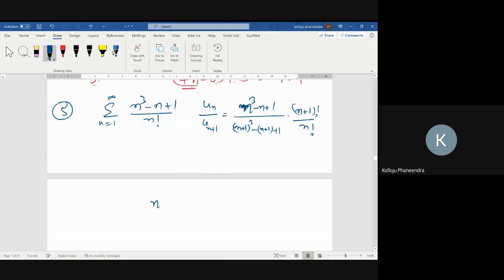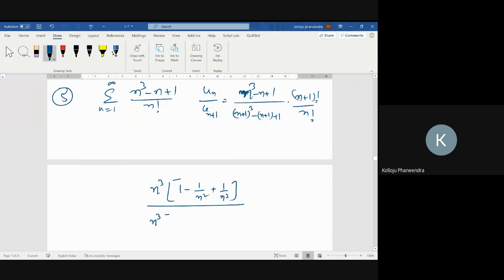If I take n cube common, you get 1 minus 1 by n square plus 1 by n cube, and here also n cube is common, so you get 1 plus 1 by n cube. Dividing by n cube means 1 by n square, 1 by n cube, plus 1 by n cube. Into this, you get n plus 1, take n common. This n cube gets cancelled.